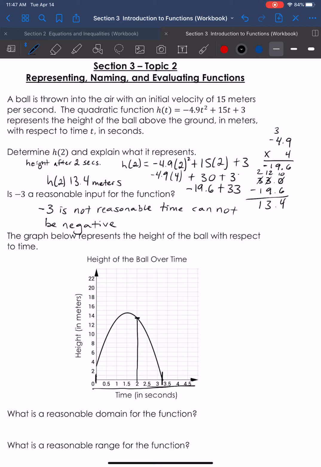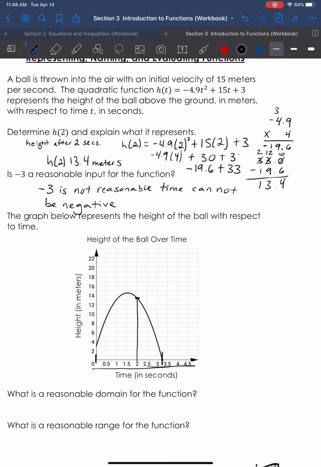Time cannot be negative. Alright, what is a reasonable domain for the function? Alright, well, domain is our inputs again. And what is reasonable? Well, when it started, it was at 0. Alright, and as long as t is greater than 0, but less than, we'll call that 3.25. Alright, so if t is less than 3.25 but greater than 0, those would be reasonable domains.